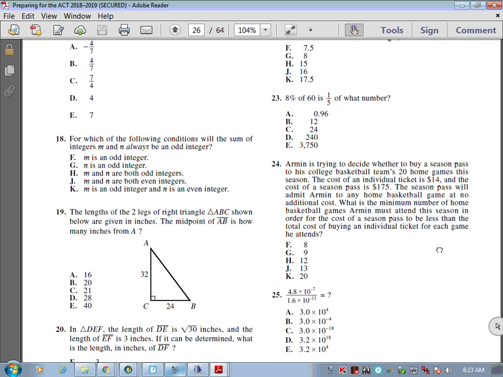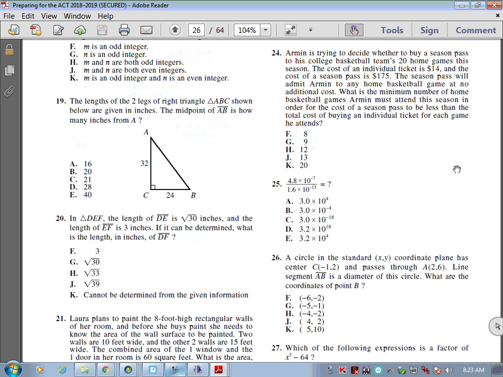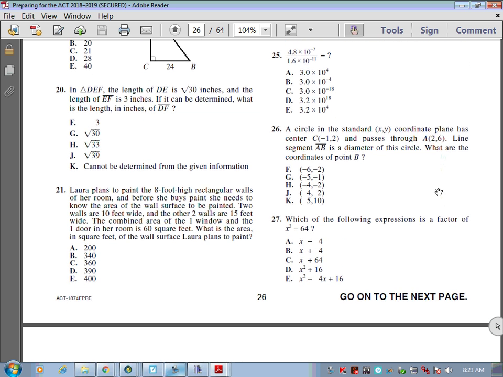22 is F. 23 is C. 24 is J. 25 is A. 26 is H. And 27 is A. Okay. Any of those on that page need reread?